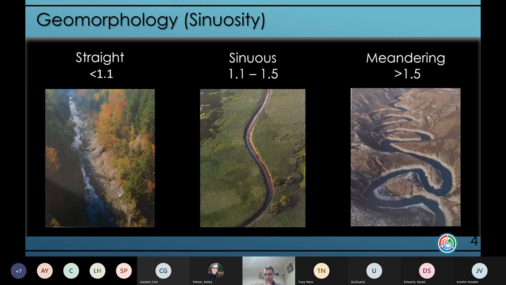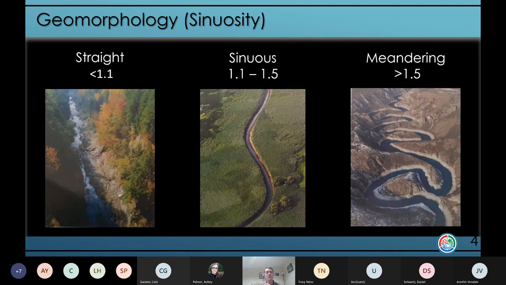Sinuosity is important for a few reasons. One, it reduces the velocity of water. Water that's moving in a straight line with a low sinuosity value is moving very fast. There's nothing getting in its way and preventing it from keeping its kinetic energy, which can cause erosion. And the water also moves through the system much faster.